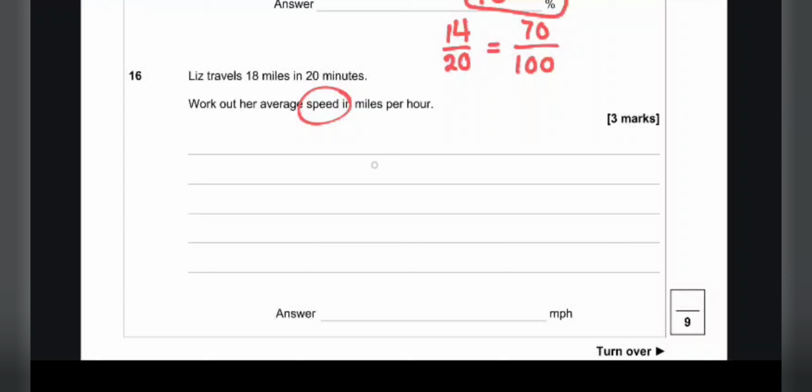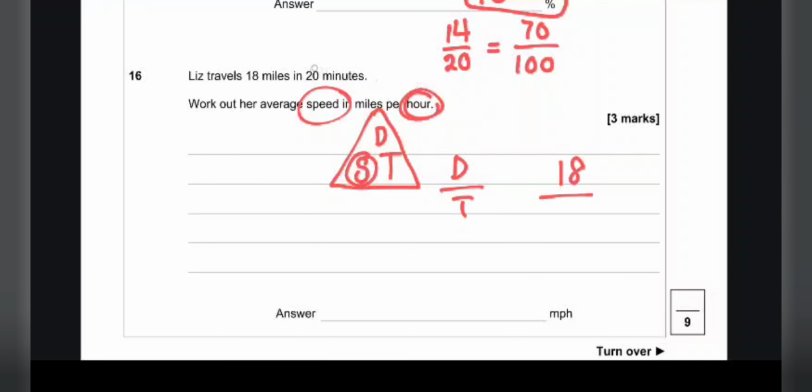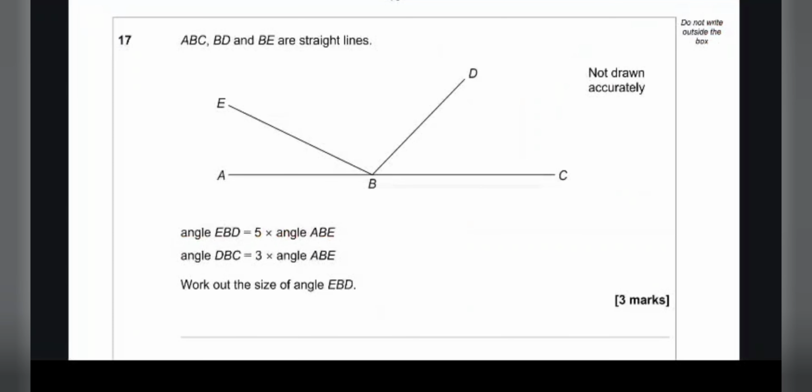Okay, I see miles, I see minutes, I see the word speed. So I'm going to first write down speed equals distance over time in my formula triangle. I need speed, which means the other 2 that are left is distance divided by time. Distance is nicely enough in miles, but the time is not. It's in minutes. 20 minutes is a third of an hour, so we have to divide by a third. Dividing by a third means timesing by 3. 18 times 3 equals 54 miles per hour.